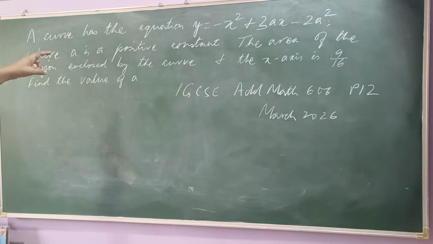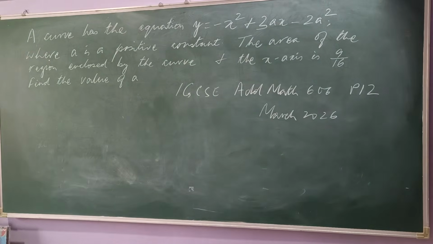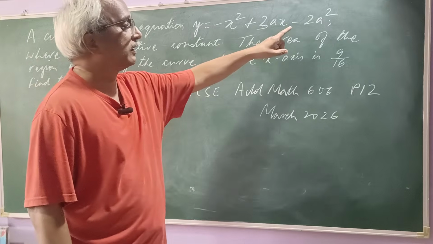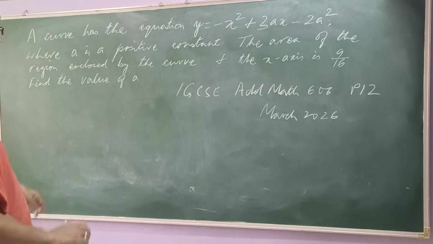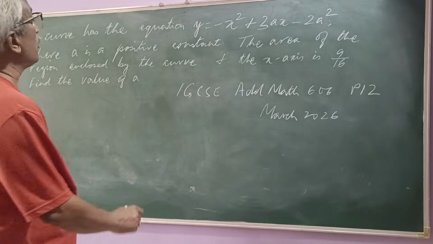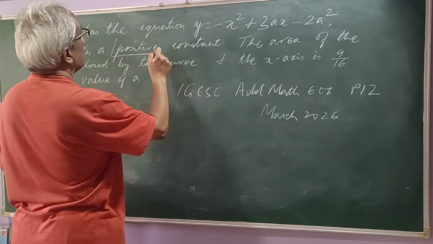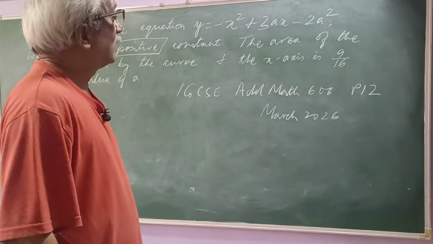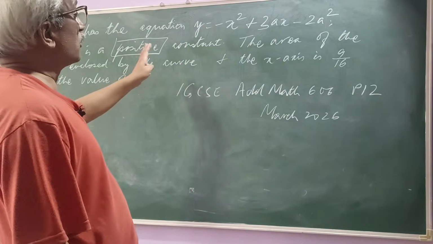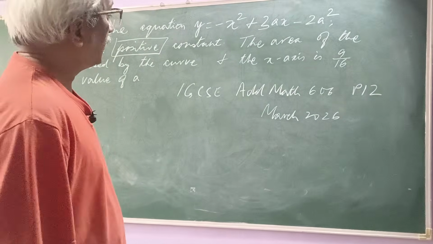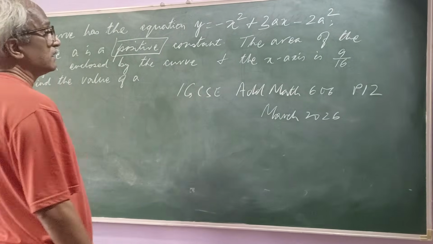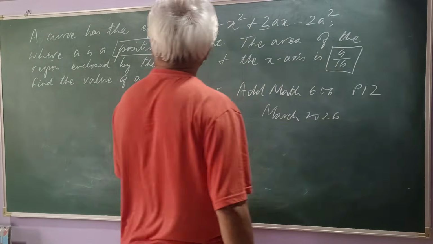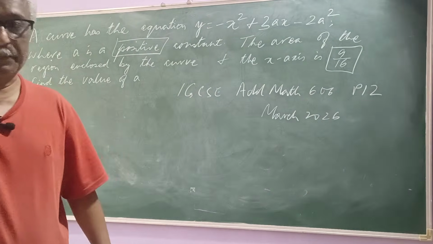A curve has the equation y equal to negative x square plus 3ax minus 2a square. A is a positive constant. A is greater than 0 and it is not a variable, it's a constant. The area of the region enclosed by the curve and the x-axis is 9 over 16. Alright, so we are asked to find the value of A.